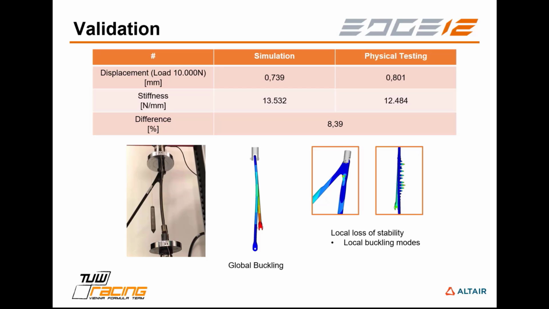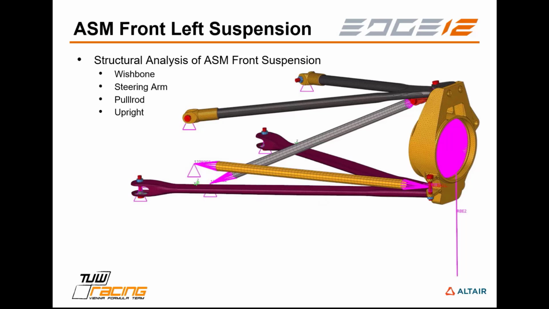With our final wishbones, we were able to achieve a difference in stiffness regarding simulation and physical testing of less than 10%. So at that point, the simulation fulfilled all initial goals, and the wishbone was further evaluated in an assembly simulation. So that's it from the wishbone development. I have to thank you for your attention, and I hand over the presentation to my colleague Martin.